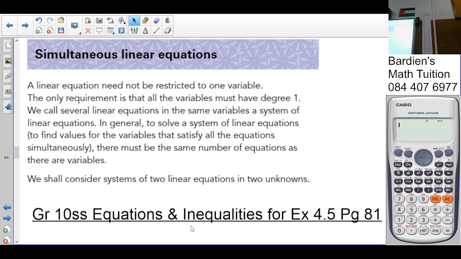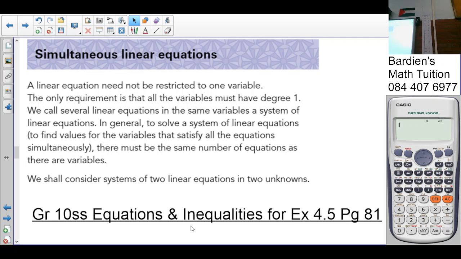So a linear equation need not be restricted to one variable. So what does linear mean? The highest power on x is 1. So if it's not restricted to one unknown, what is the unknown? It's normally x in an equation or y. Okay, so now we're going to have more than one unknown. The only requirement is that all the variables must have the degree 1.